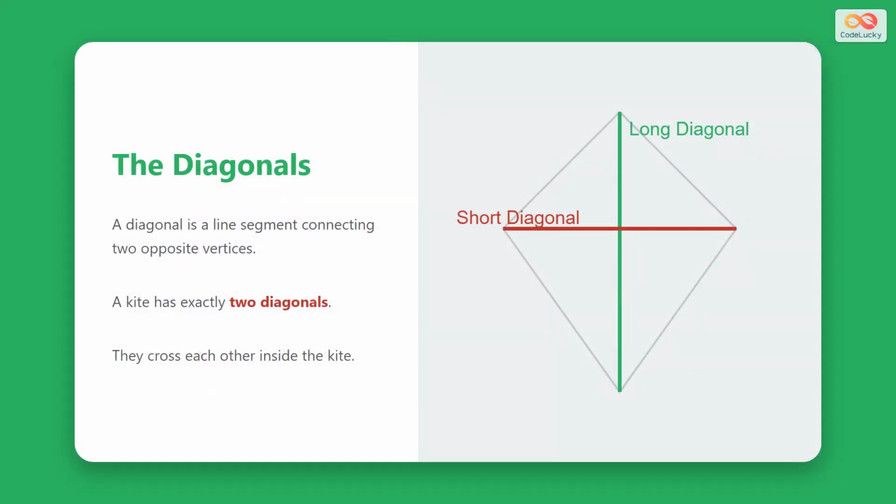Now, let's add the diagonals. A diagonal is a line segment that connects opposite corners. A kite has two diagonals. There is a long vertical diagonal connecting the top and bottom vertices, and a shorter horizontal diagonal connecting the side vertices.